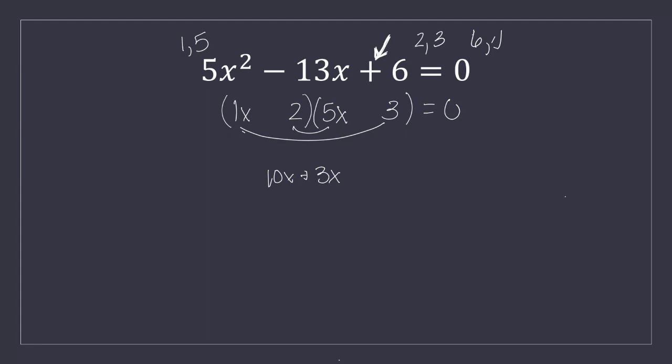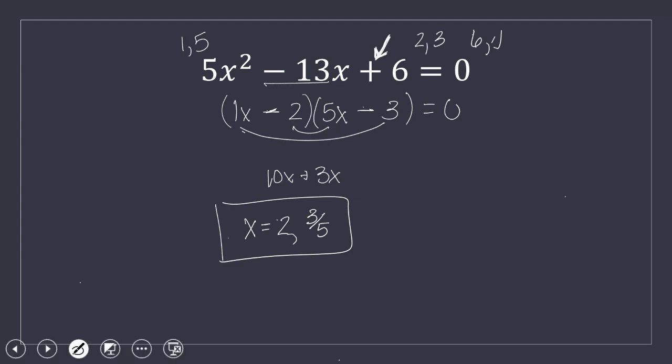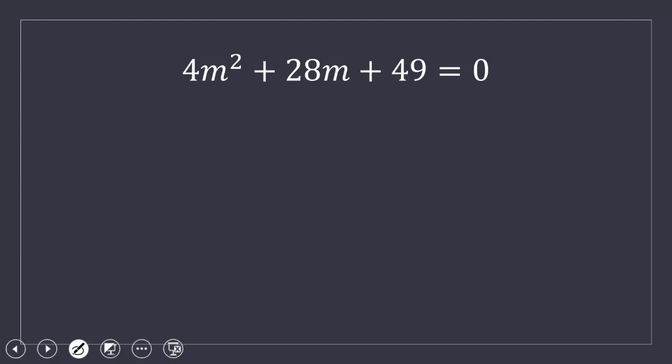I'm good to go. I need to make them both negative because that's how I get the negative 13 of my middle term. Then I'm going to solve. My first parenthesis, I'm going to say positive 2 divided by 1 is 2. My second parenthesis, positive 3 divided by 5 is 3/5. And those are my two solutions. Okay, so again, I'm factoring the first and the third term, trying to make it equal the second one.